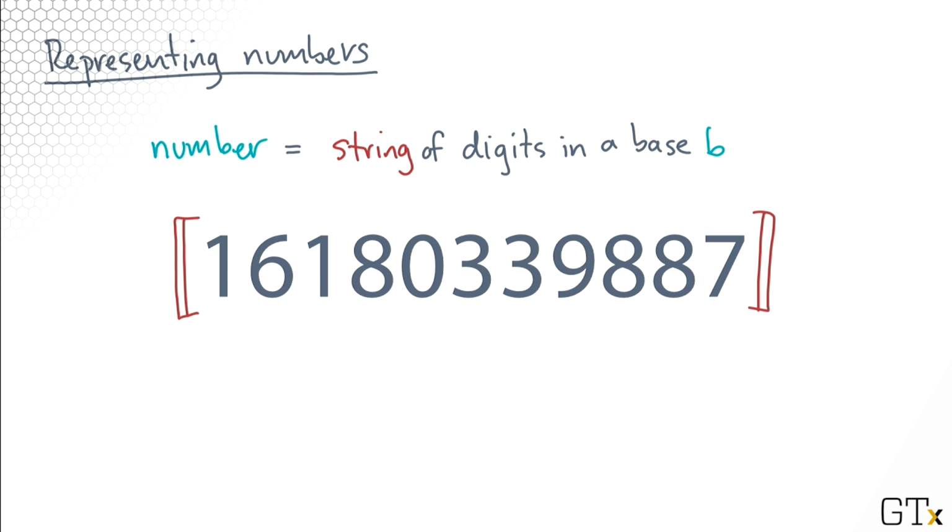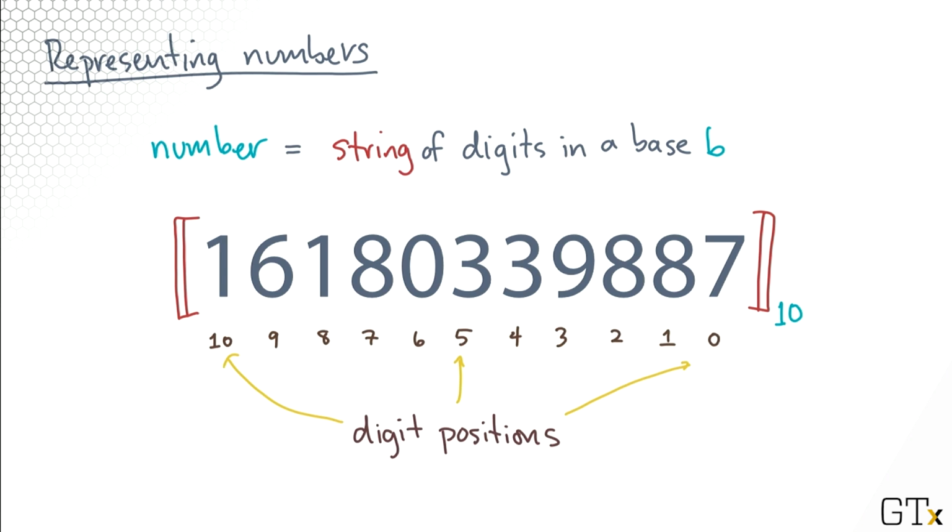So what does this notation mean? Well, think of it as saying, given a string 1618, and so on, give me the number it represents. In a moment, you'll think about number systems in bases other than 10, so let's denote the base explicitly. Next, observe that every digit has a place in the string. Let's number these. In this example, the places or positions go from 0 to 10 since there are 11 digits.